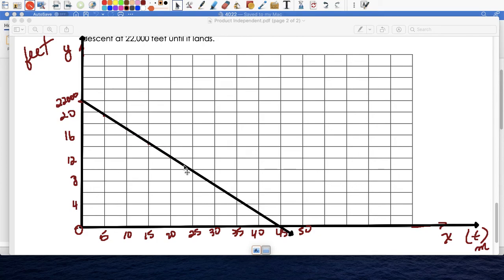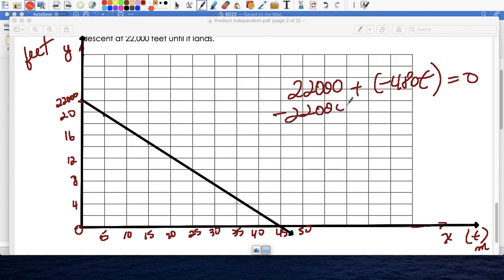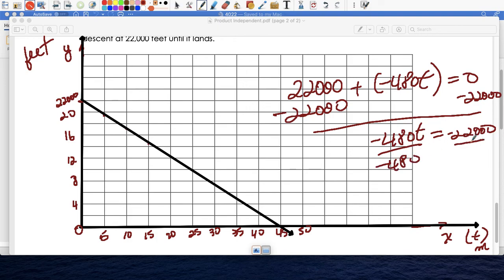Look at that. We're very close to our estimate, not our estimate, our equation. When we wrote our equation, 22,000 plus negative 480t equals 0, and we did this whole thing over here, we got negative 480t equals negative 22,000. Divide both sides by negative 480, and t equals 45 point whatever we got. I don't remember. So that's about right. And that was it. Okay.